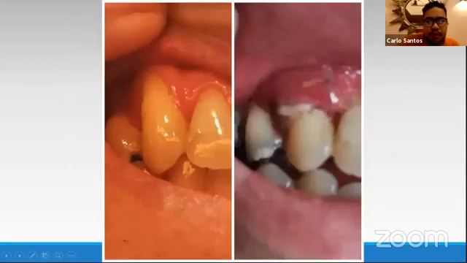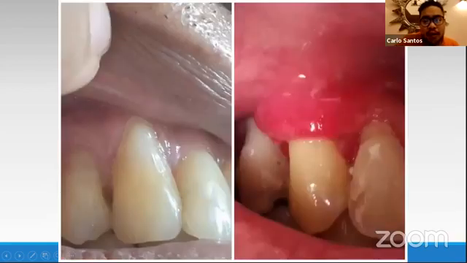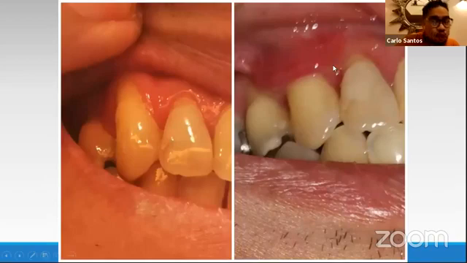This is the first day of the surgery. Remember, this was done by first timers, okay, first timers. This is 1 week post-operative. You see it's starting to merge with the surrounding gingiva. This is 2 weeks. You see it's becoming one, actually.